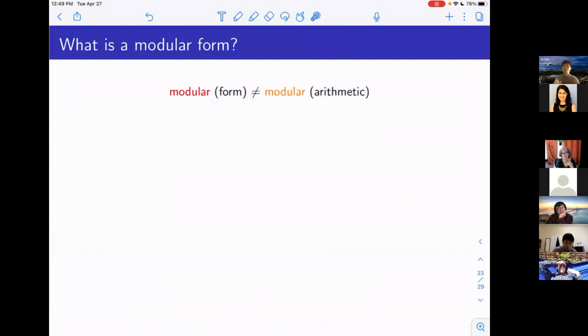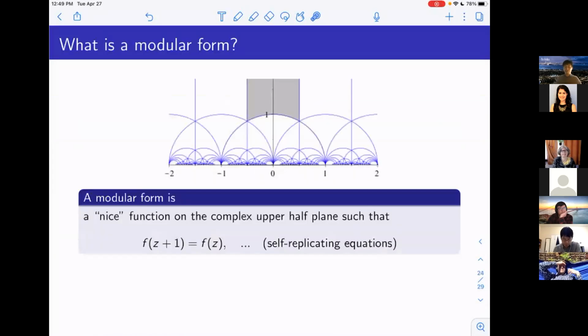But following my coach's recommendation, I need to first clarify that modular in modular form has nothing to do with modular in modular arithmetic. It's just a coincidence of terms, but they're different like an apple and an orange, right? So what is it? Well, a modular form is some well-behaved nice function. It's an analytic function, in fact, on the complex upper half plane.